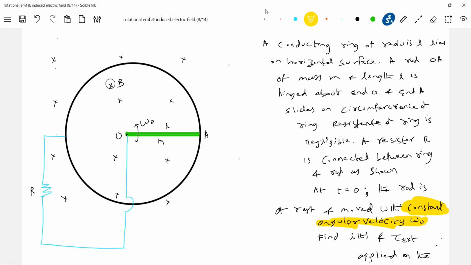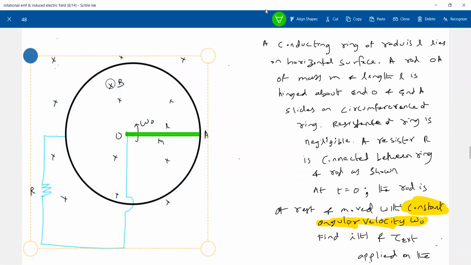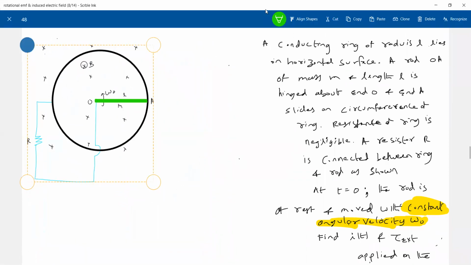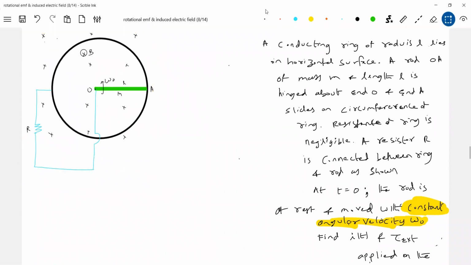So how will the induced torque act? It will act opposite to the angular velocity given to the rod. So therefore, there should be an external torque. In what direction should I apply it? Clockwise.